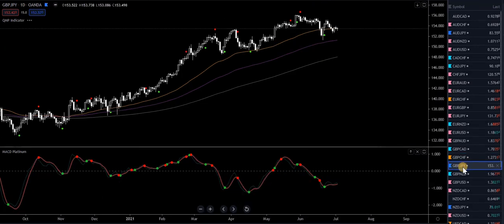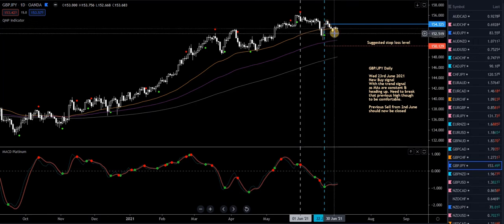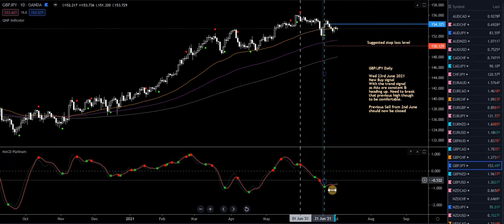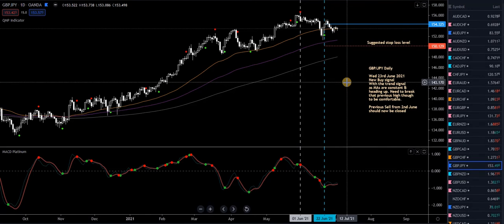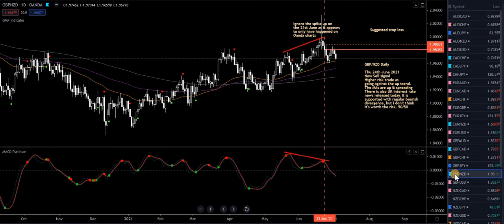Pound yen, what are we in here? Buy, going nowhere fast, come down, pull up, going nowhere. MACD Platinum's still a long way below the 0 level. Yeah, just going nowhere.